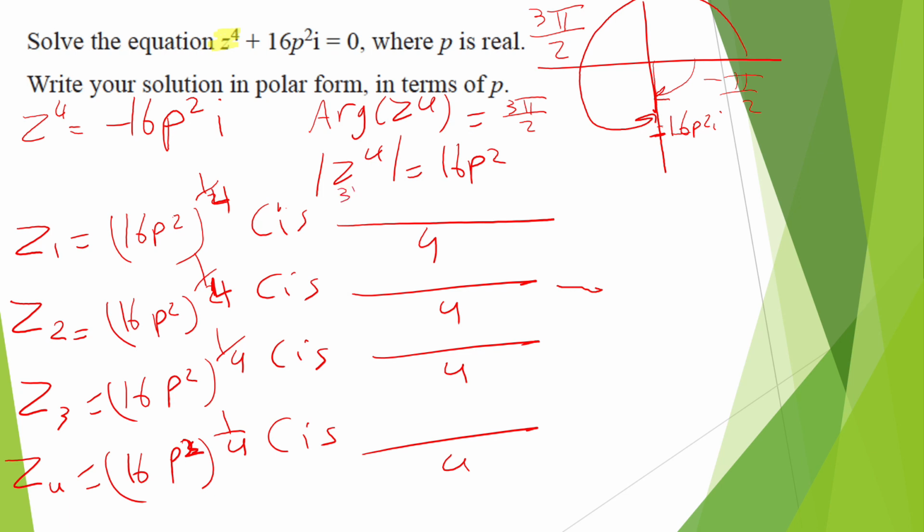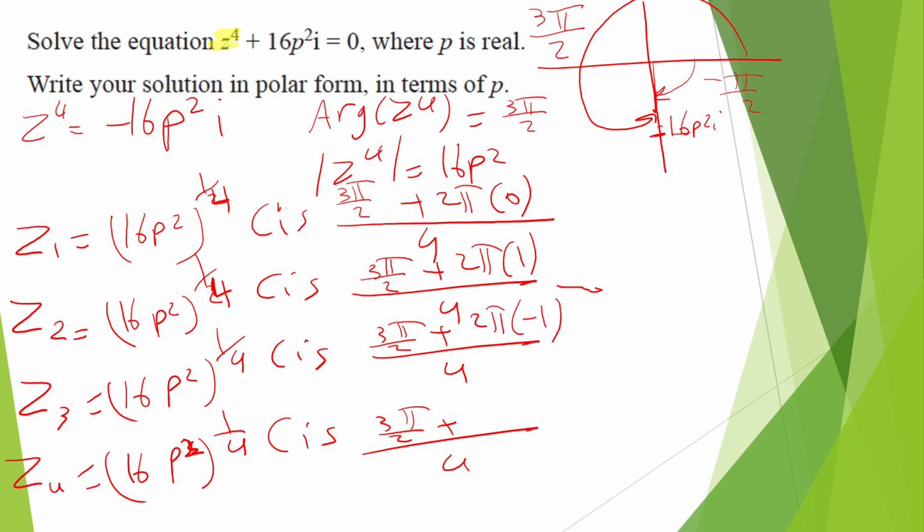Now your angle, which is 3 pi over 2, plus 2 pi and then changing the k. So 2 pi times 1, 0, and 2 pi times negative 1, and then 2 pi times negative 2.